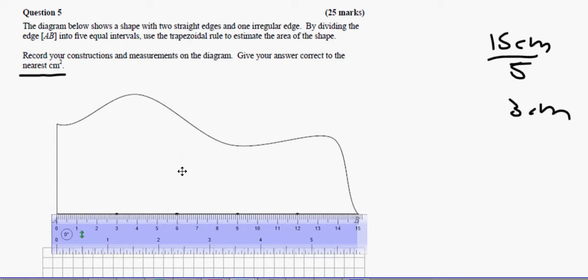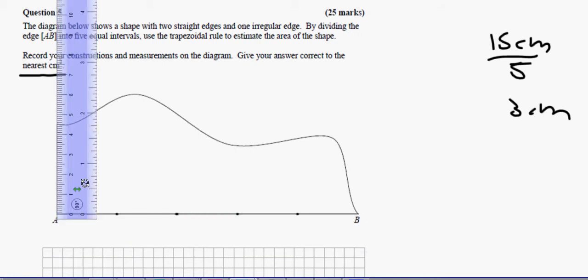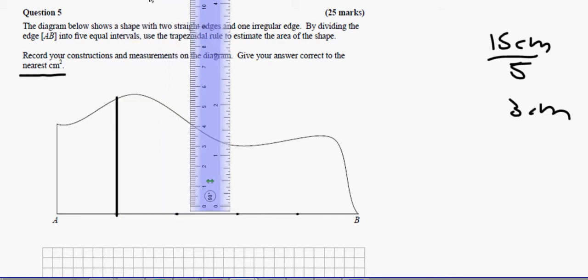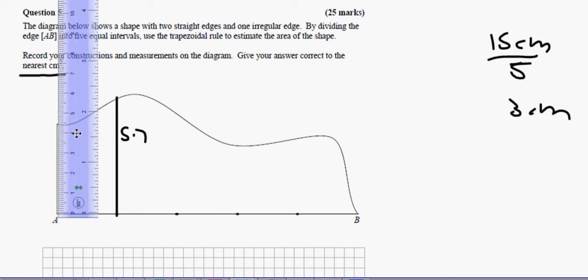Okay, so what we're going to do is rotate this around, so it's like this, and we're going to start drawing up our lines. Okay, start off with the first one. This here should be about 5.5. Okay, so we're talking about 5.5 there, maybe around 5.7. 5.7. Okay, the next one, measure straight over. That there will be 4.5.